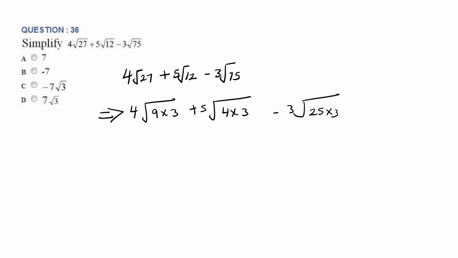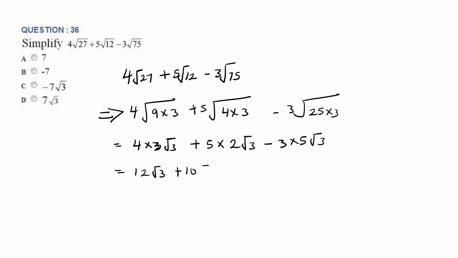So finding our roots, we are going to have 4 multiplied by 3 root 3. 3 is coming from the root of 9, plus 5 multiplied by the root of 4, which is 2. This is root 3, minus 3 multiplied by the root of 25, which is 5 root 3. And this is 12 root 3 plus 10 root 3 minus 15 root 3.